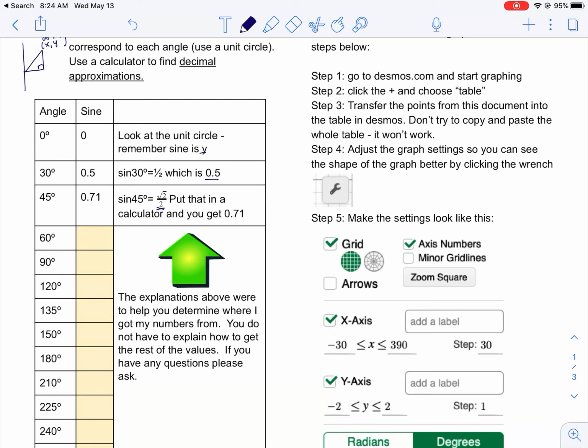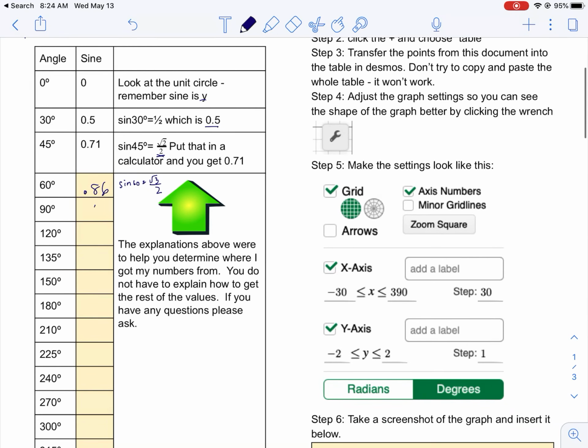How would I find the sine of 60? That is square root of 3 over 2. Put that in your calculator, you get 0.86. Okay, and we're going to keep doing that till we get all these different values here. I'm just going to write them all down and put them all in here, okay?